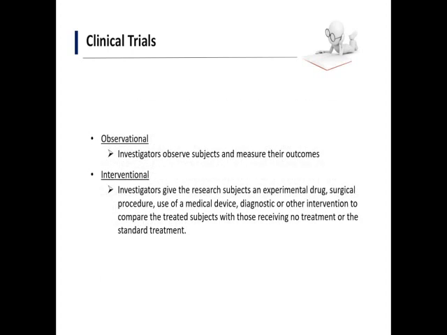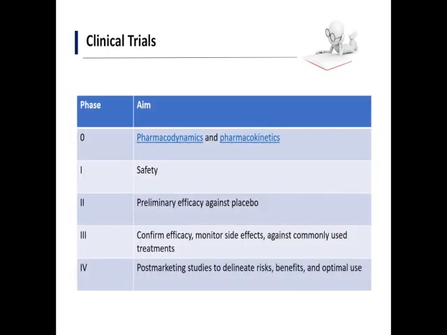Clinical trials can be observational or interventional, and the latter are the ones more employed in the case of thyroid eye disease because they are designed to investigate new treatments. They can be classified based on their so-called phase, from phase 0 to phase 4, and the features of each phase are depicted in this picture. I won't go too much into detail because of time limits.